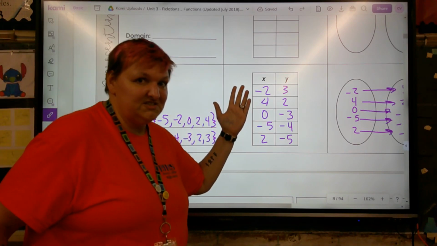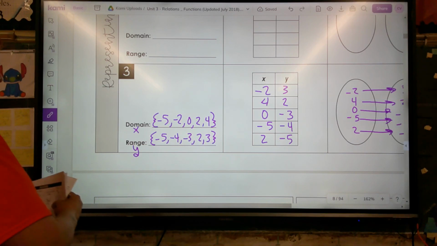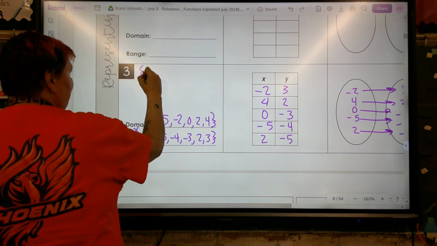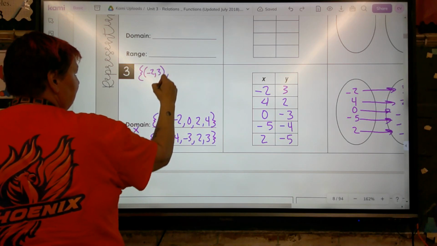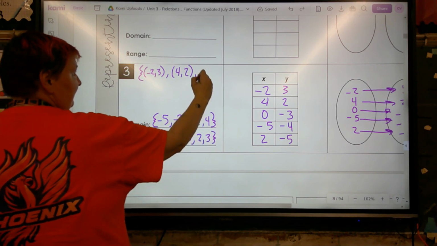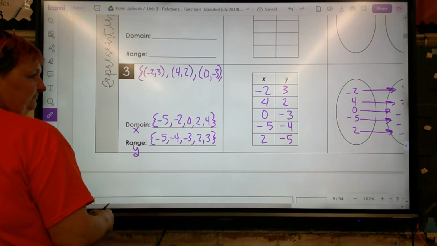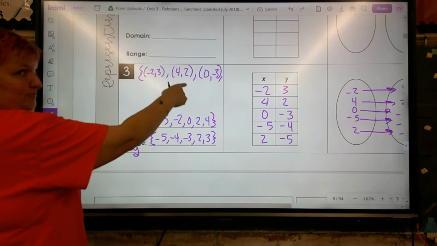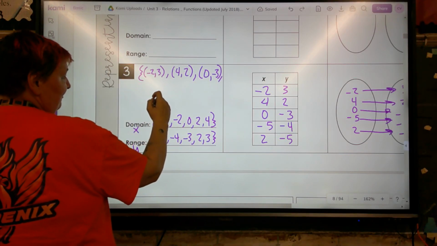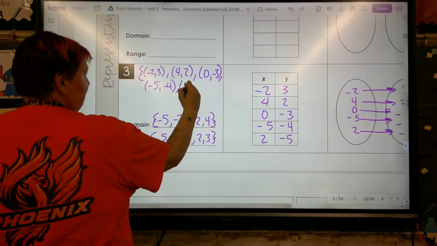And again, I'm going to use the table to create our original set of relations. Right? So, -2, 3, 4, 2, 0, -3. You notice how I'm putting commas between them? This is for computers. The computer needs to know you're moving on to the next coordinate. That's okay. It's good to know now. -5, -4, and 2, -5.